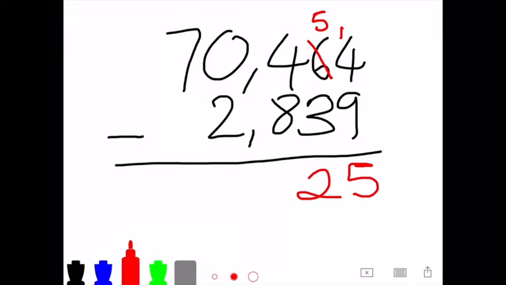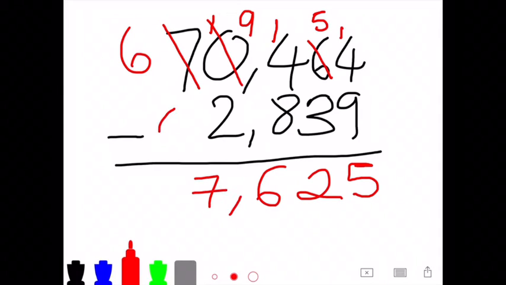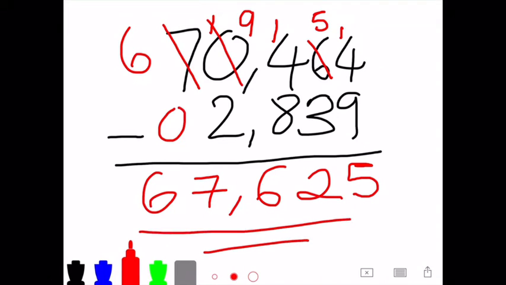Ooh, now there's another problem. Again, it's the same, so we're going to have to borrow, but the next number is 0, so we have to borrow from another one, which is that 7, which now is going to turn into 6, and that 0 is going to turn into 10, and then into 9, and you're going to borrow that 10 and turn that 4 into 14. So 14 minus 8 will be 6, and then 9 minus 2 will be 7, and then 6 minus 0, which will be 6, which will be outstanding: 67,625.